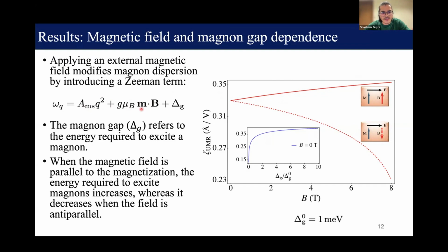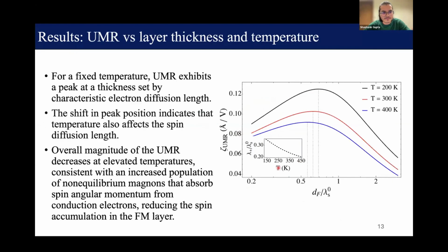When the magnetic field is zero, the inset shows that if we plot the UMR as a function of the gap, it increases because, again, the energy required to excite a magnon increases. So now there are two ways to increase the UMR, either by increasing the magnetic field or the gap. Then lastly, we study UMR as a function of layer thickness and temperature.